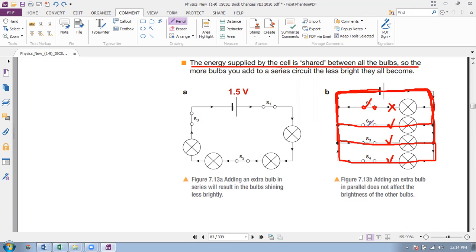So by placing switches on each branch, we can control this bulb to turn off and this bulb to turn on, this bulb to turn on. So we can place a switch in each branch and we can control each bulb by each separate switch. This is not possible in series circuit.